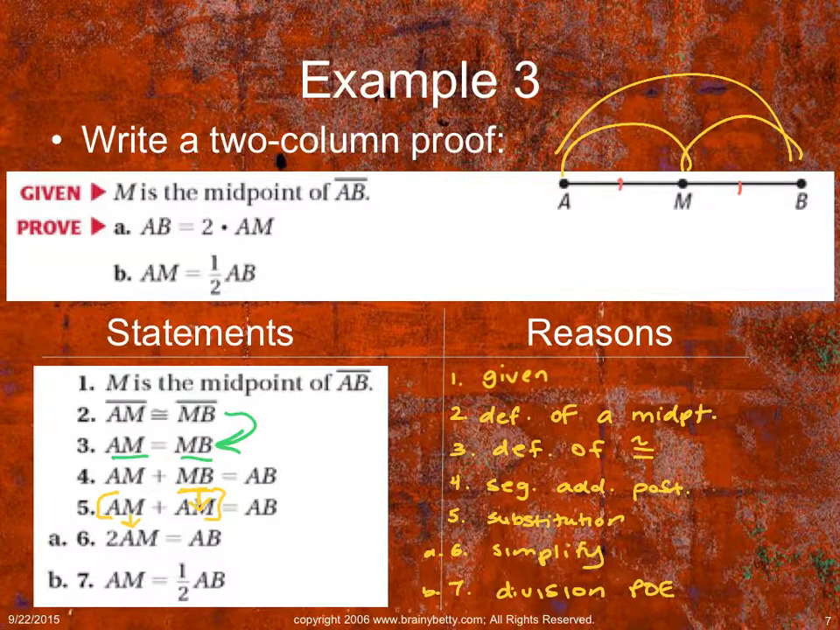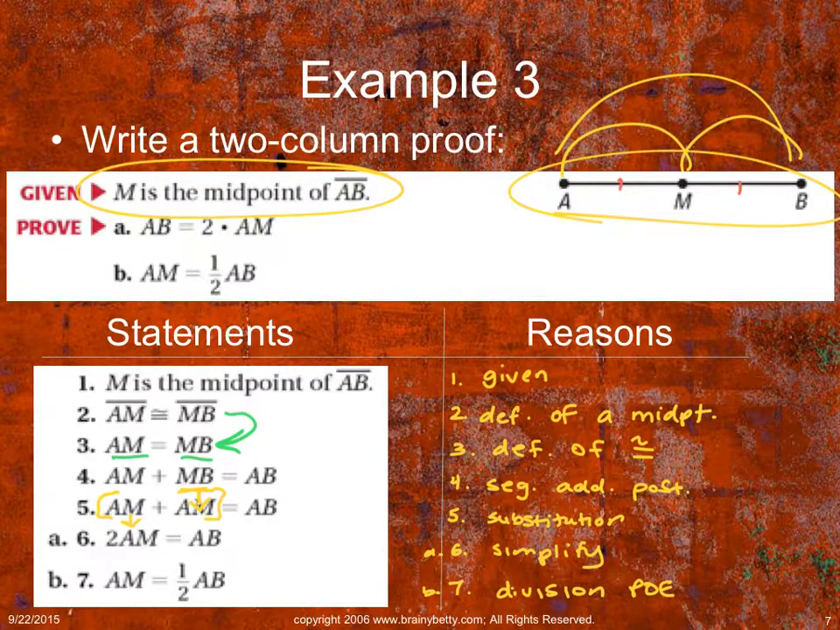And the given means like you found it on the... So given comes from 2 places, either a statement that literally says given, or if it directly comes from the graph, like let's say they were marked as congruent, so I said AM equals MB, that's given, because it comes from either the picture or the statement.